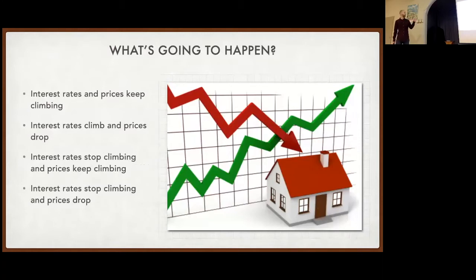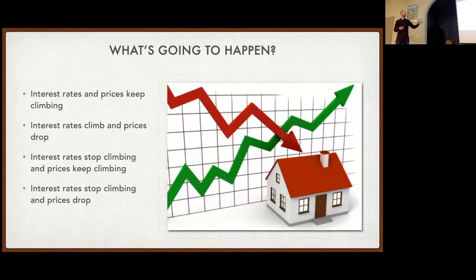So just out of curiosity, these are kind of the 4 things that could happen. Interest rates and prices keep climbing. So we could see interest rates continuously going up for the remainder of the year, for the next 18 or even 24 months, and prices of housing continue to go up. It is possible, especially on the island, with the amount of demand that there is for housing, it still hasn't been fully met. So prices could continue climbing.